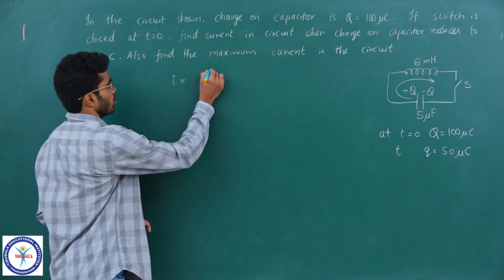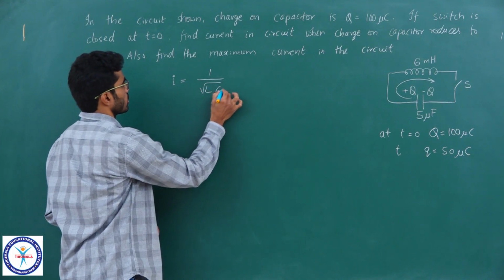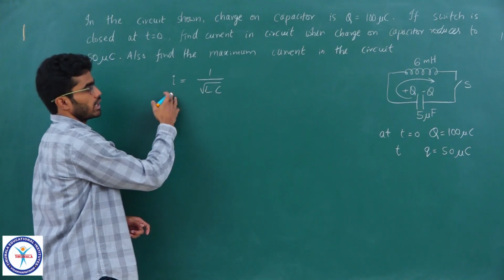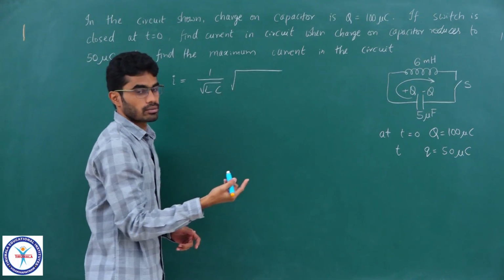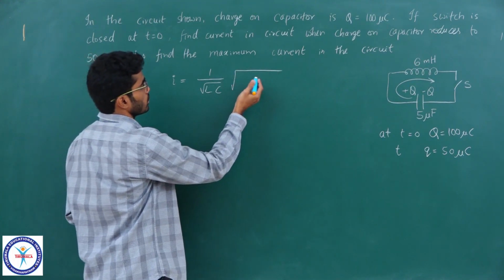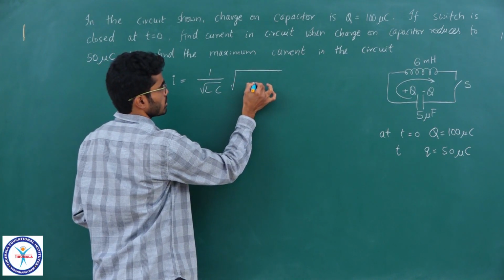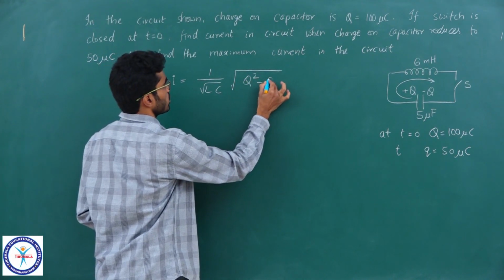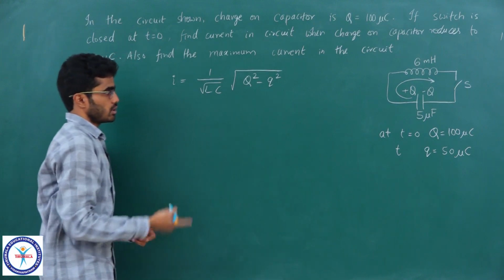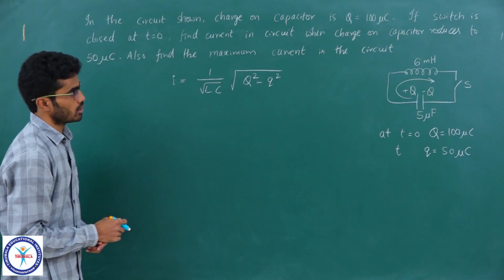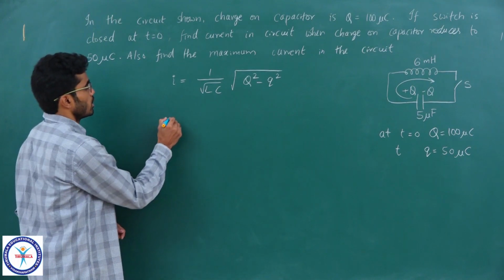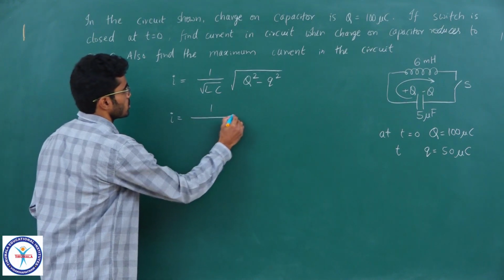using this equation, 1 by root LC. The derivative is omega into root over a square minus x square. So a here is the maximum charge, which is Q, minus at any time t the charge is small q. So by making use of this relation, you can solve the problem. So the current is given by substitute for this.